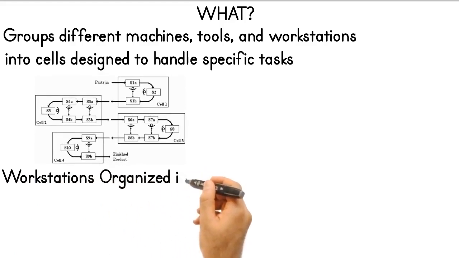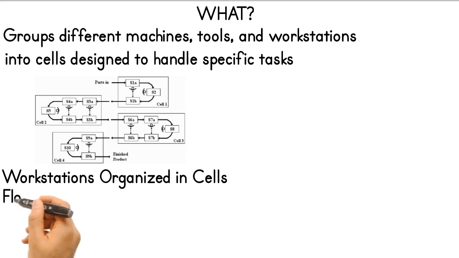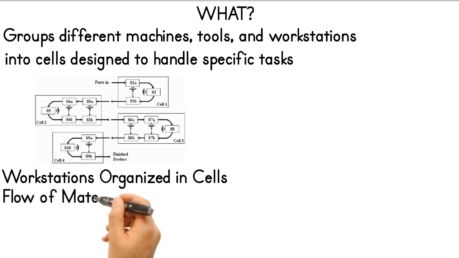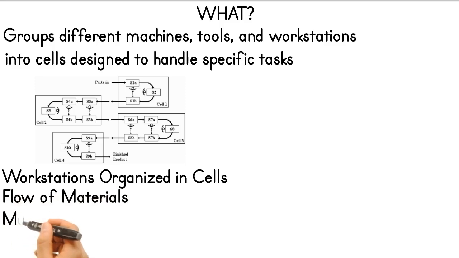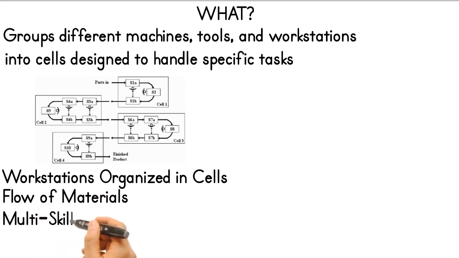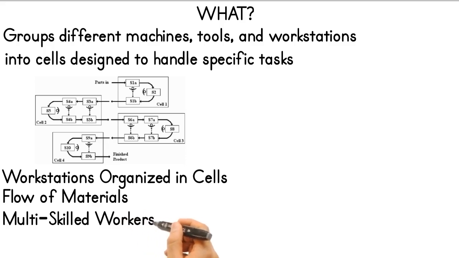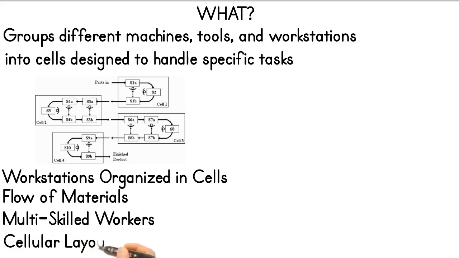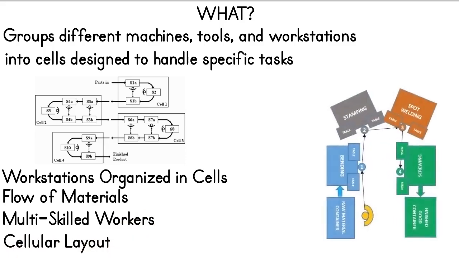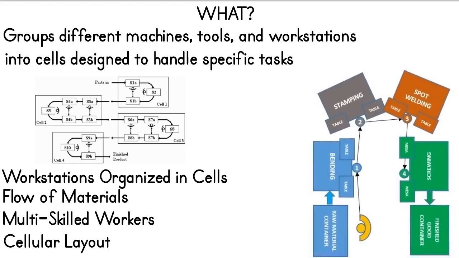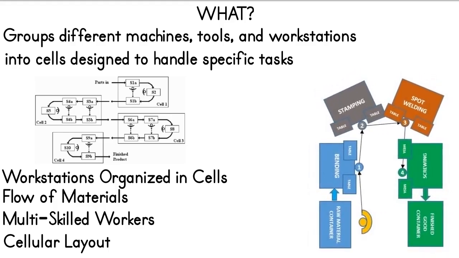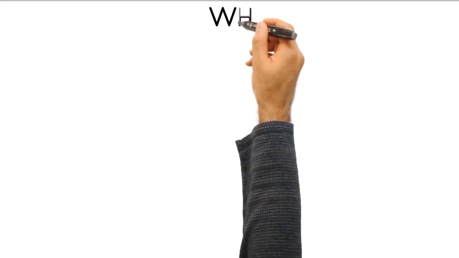Key features: a cell typically consists of workstations arranged nearby, each handling a specific function required to manufacture a group of similar products. Materials flow seamlessly within the cell, reducing the need for external movement, long travel distances, and downtime. Workers in a cell often perform multiple tasks and are trained to operate various machines or equipment within the cell, enhancing flexibility. The physical layout of the factory floor is designed around the grouping of machines and processes that handle similar products.